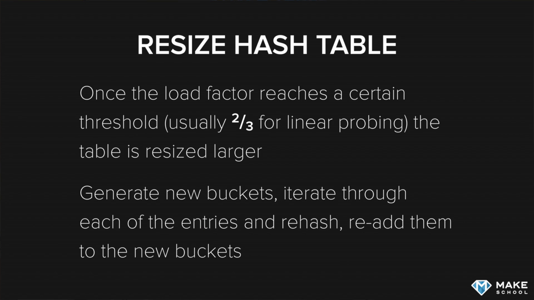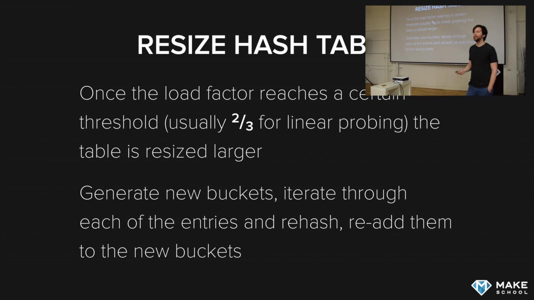So once we get to about 2/3 for linear probing, it's time to resize the hash table. So how do you do it? Well, it's similar to allocating a new array when you have a dynamic array. Basically, you will generate new buckets. So if you have 8 buckets in your hash table, maybe you'll generate 16 buckets. So maybe you'll double the size of the hash table. Then you have to go through every element that you have stored in your old buckets, and because the number of buckets you have is different, each item will actually hash to a different bucket now because you're doing mod 16 instead of mod 8.